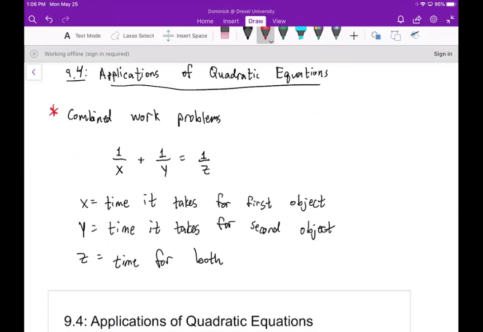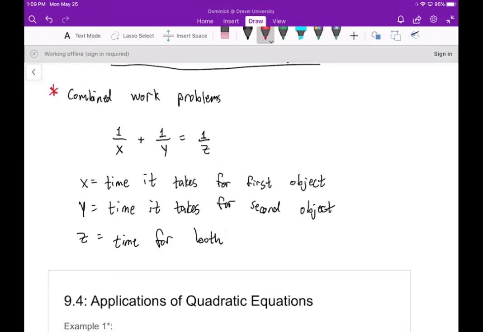Now, what we mean by a combined work problem is suppose that you have two people working on a project, right? There's sort of three things that you can consider. You can consider how long it would take for person one to complete the project by himself, how long it would take person two to complete the project by themselves, and then also if both of them work together, how long could it take for them to complete the project, right?